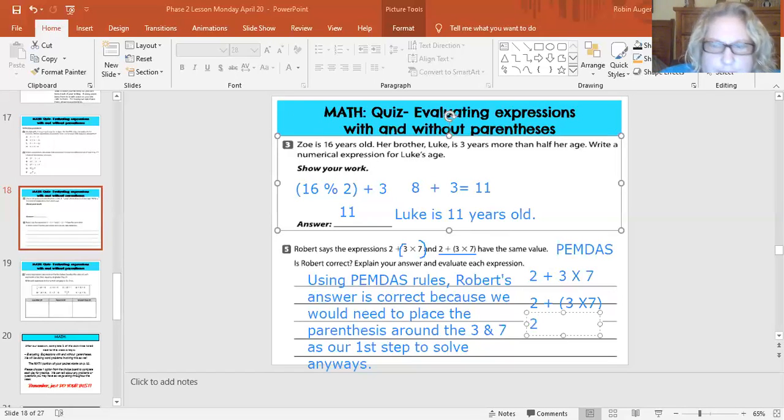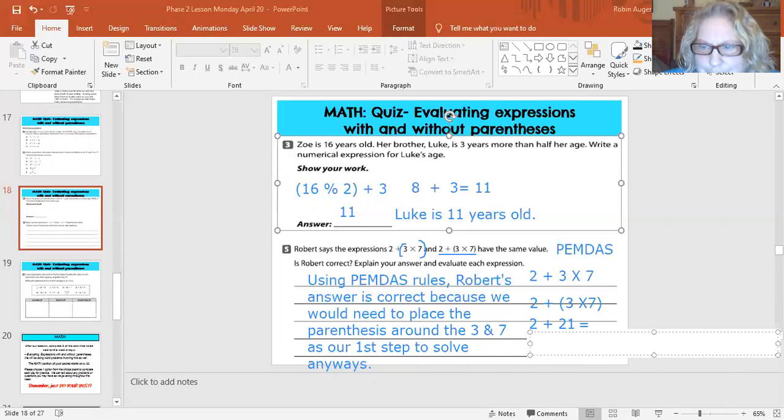We'll bring down the stuff we haven't used. 2 and the plus sign. 3 times 7 is 21. Okay, and then our final, let's do a little equal sign there. Okay, and then down here, our final answer: 2 plus 21 is 23.